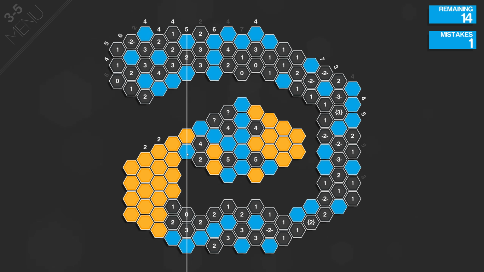This 5 has 1, 2, 3, 4, so that becomes its 5th. That means this 4 has 4. That 5th gets its 5th piece. 1, 2, 3, that's too many for that line. 1, 2, 3, too many for that line as well. This 3, though, is now solved.